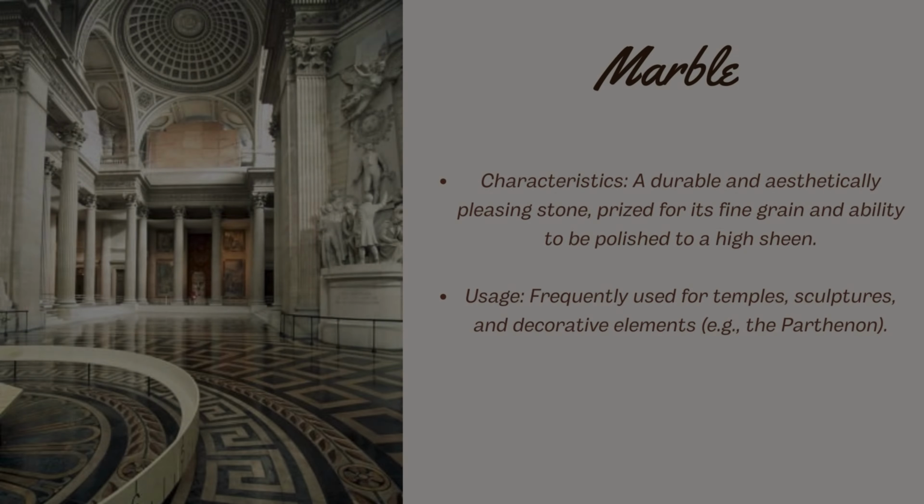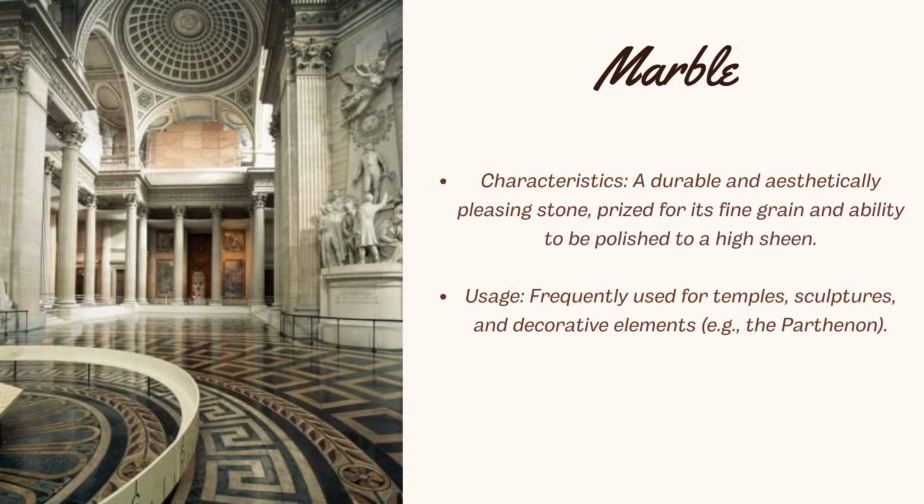One is marble. The characteristics of marble: it is a durable and aesthetically pleasing stone, prized for its fine grain and ability to be polished to a high sheen. Marble was frequently used for temples, sculptures, and decorative elements, for example the Parthenon.